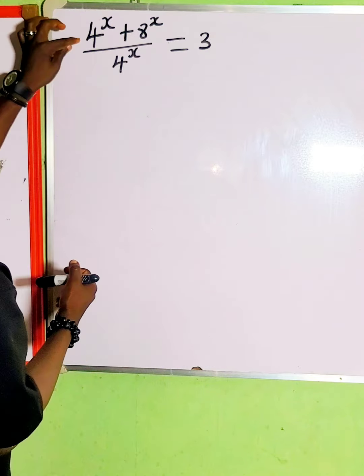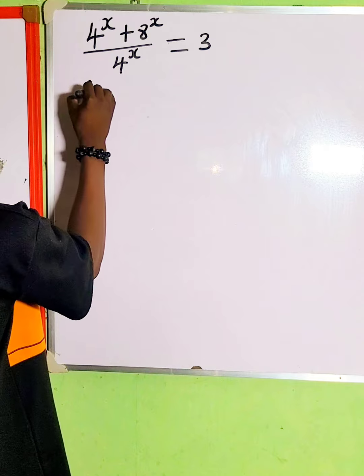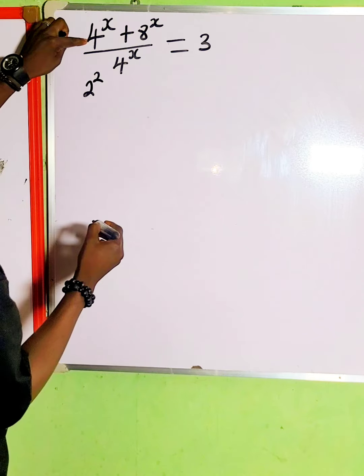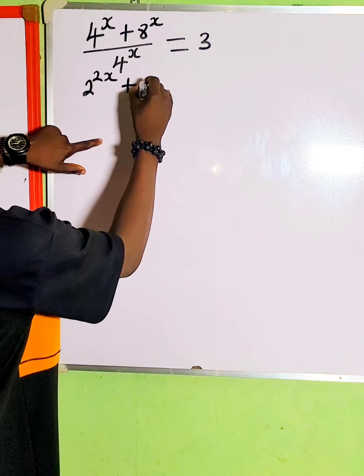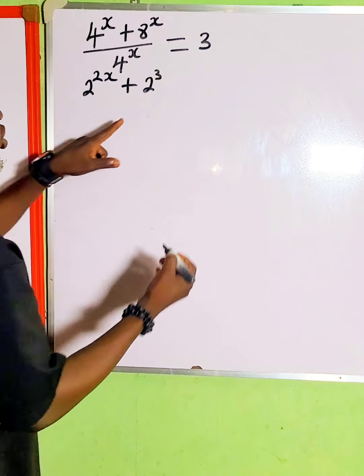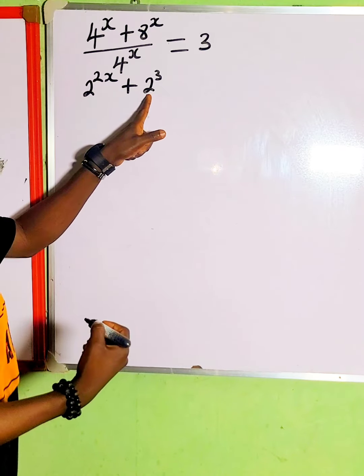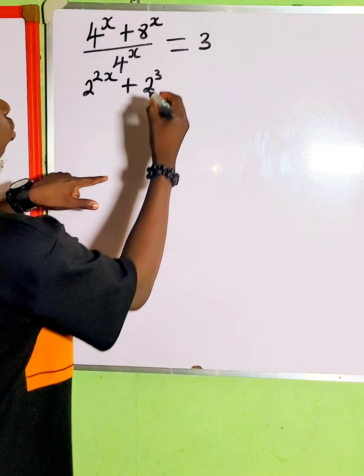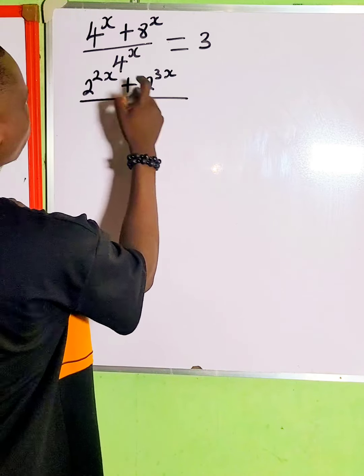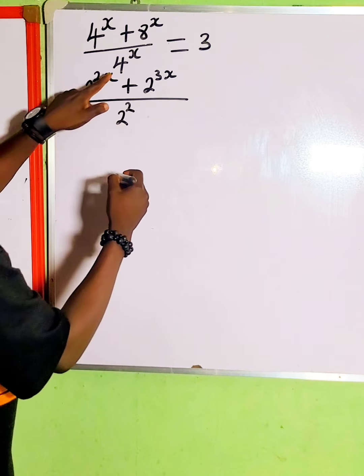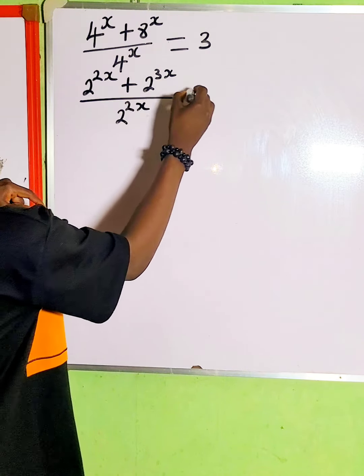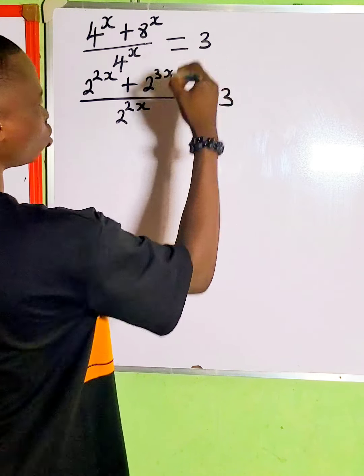So when we do that, this 4 can be written as 2 raised to the power of 2, which is the same as 4, then to the power of x, then plus 8 is the same as 2 raised to the power of 3, because when you multiply 2 by itself 3 times, it's going to give us 8, then to the power of x, then over this 4 to the power of x, which is the same as 2 raised to the power of 2, which is 4, then to the power of x, then everything will be equal to 3.